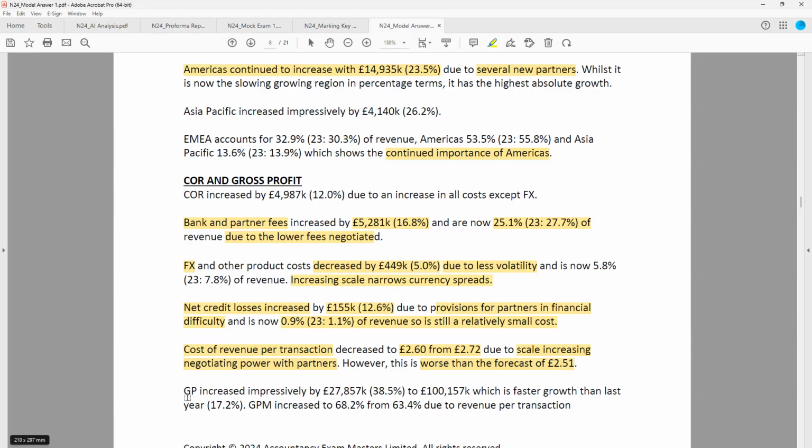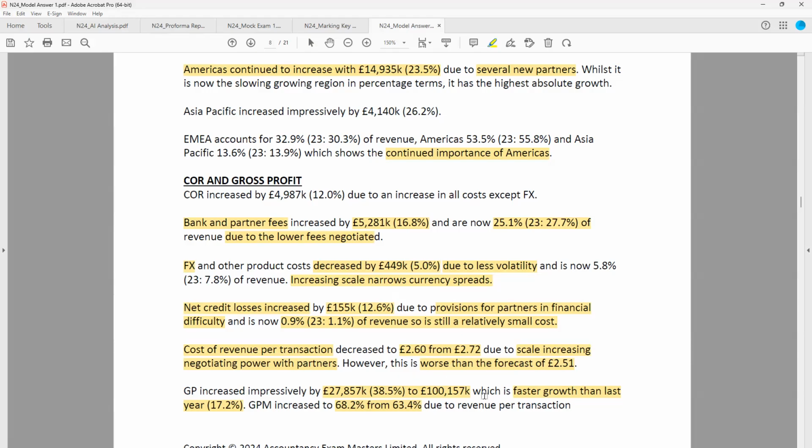And then with gross profit overall, up or down, I like to give the absolute figure here for key headline numbers like revenue, gross profit, and EBITDA. I guess it's not really essential to get the mark. Then compare the growth to the previous year as we did with revenue. So this is faster growth than the previous year, but then focus on the margin. We can see that the margin has increased.